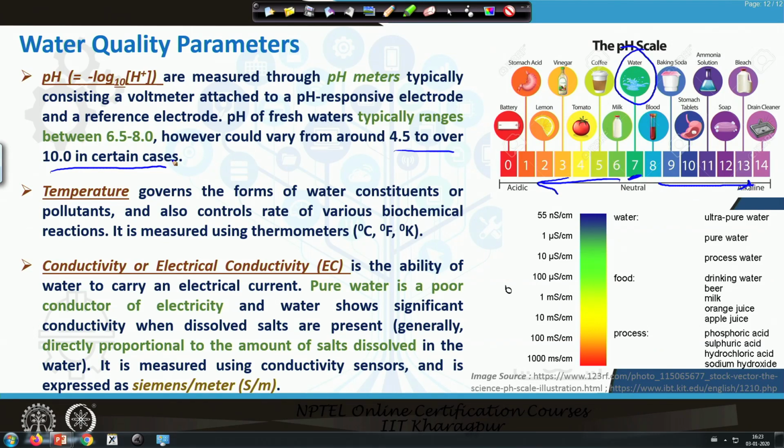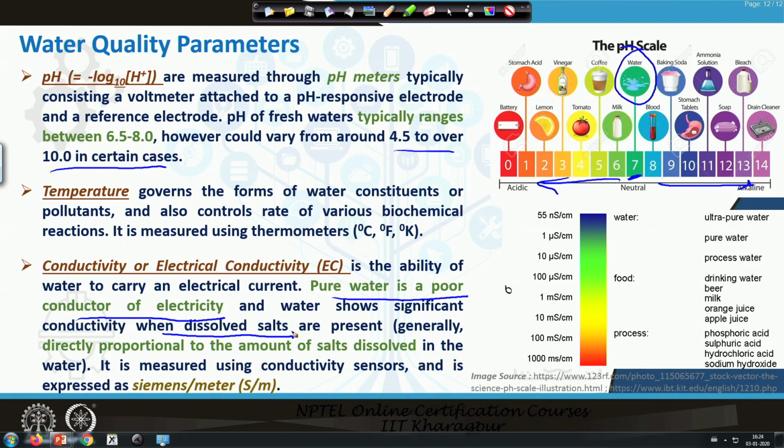Then the conductivity or electrical conductivity is a parameter which basically talks about the ability of water to carry an electric current. Now, pure water is a very poor conductor of electricity. Pure water cannot conduct electricity. So, if water is showing significant conductivity, that means it has some dissolved salts, because water has to have ions in order to carry the charge. Okay. So, the salts when dissolved in the water get ionized and these ions are able to carry the charge.